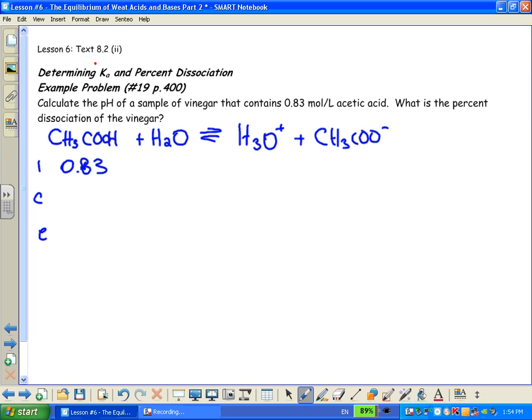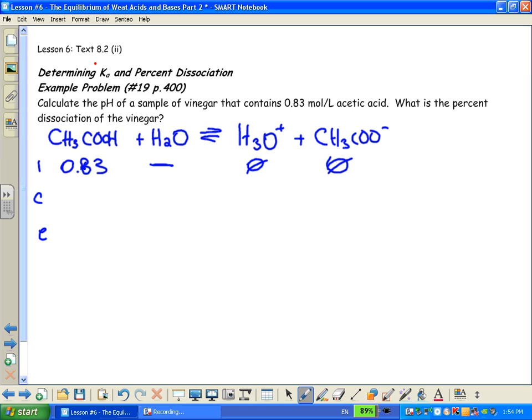Water, looking back to our very first lesson for chapter 8, remember that water can be ignored. So we can actually put in nothing for water. Just leave it as if it's not even there. And remember that our products will always start at 0 because they haven't been formed yet. So this is 0 and this is 0.